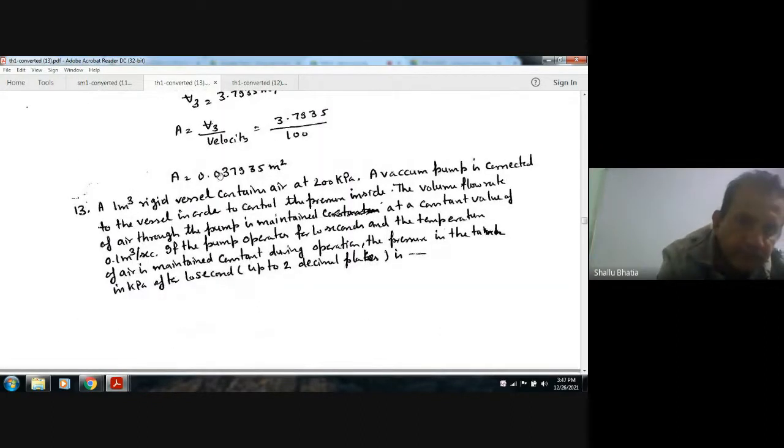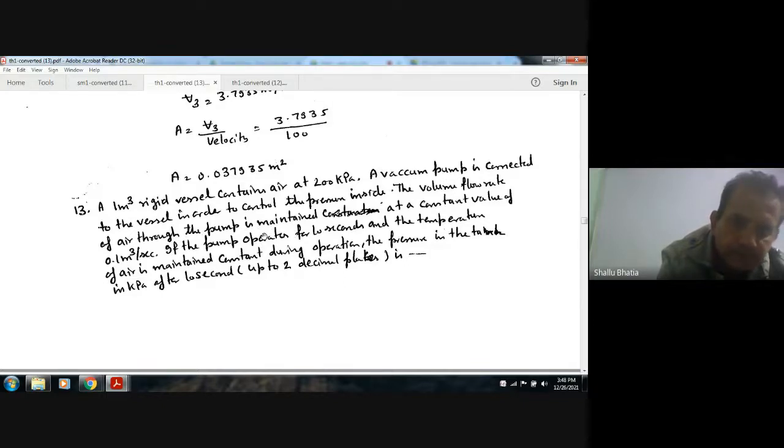Now, given that the volume of the rigid vessel is 1 meter cube, and the pressure inside the vessel is 200 kPa. Now a vacuum pump is used to control the pressure.